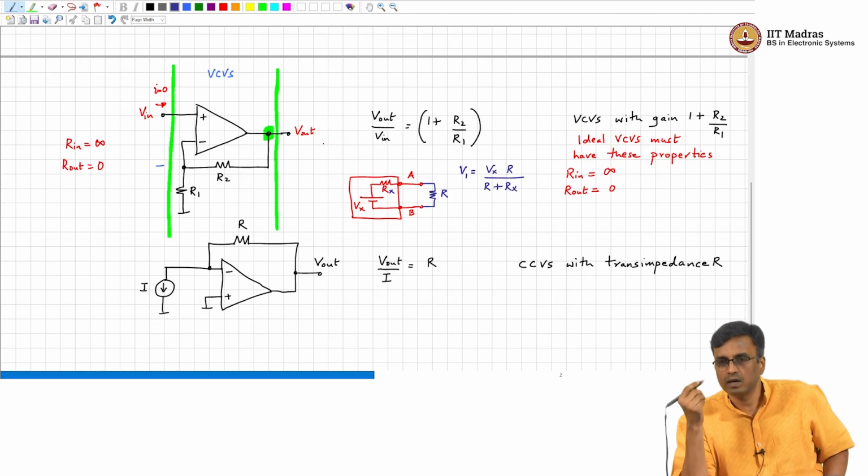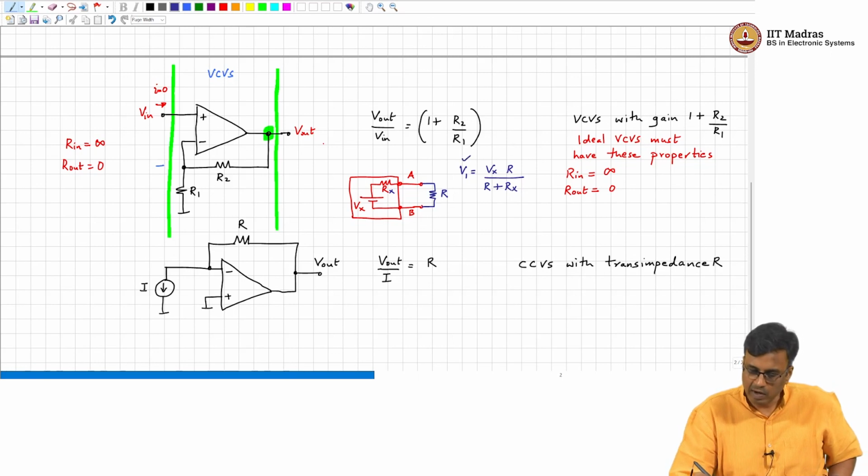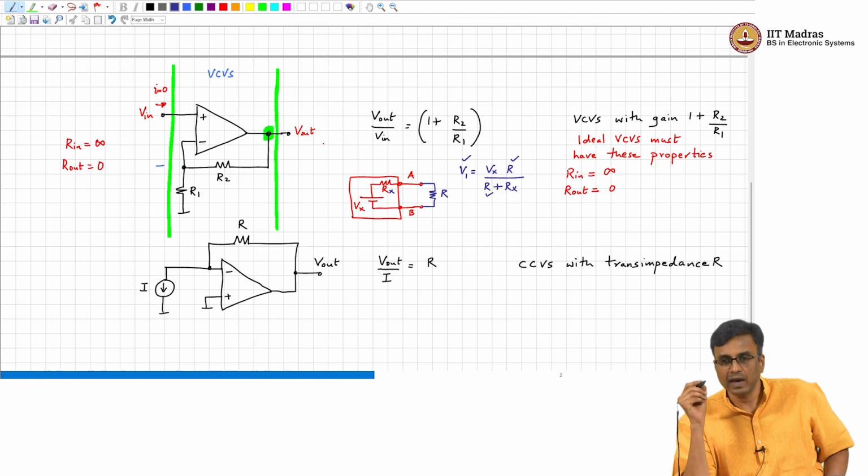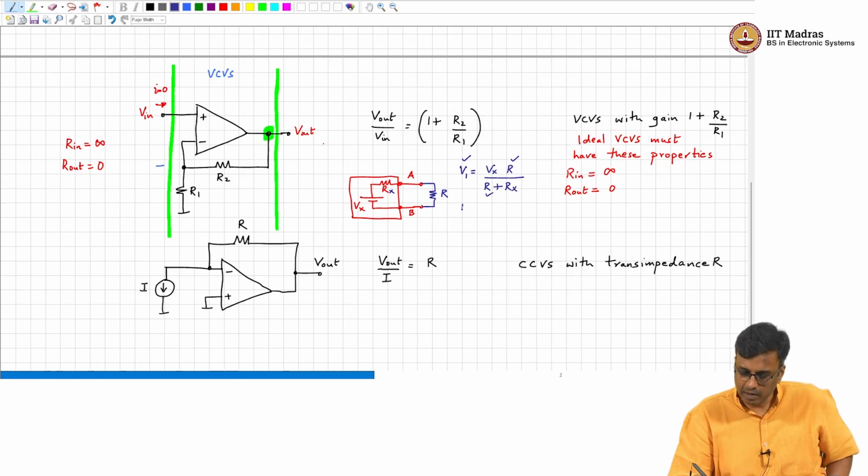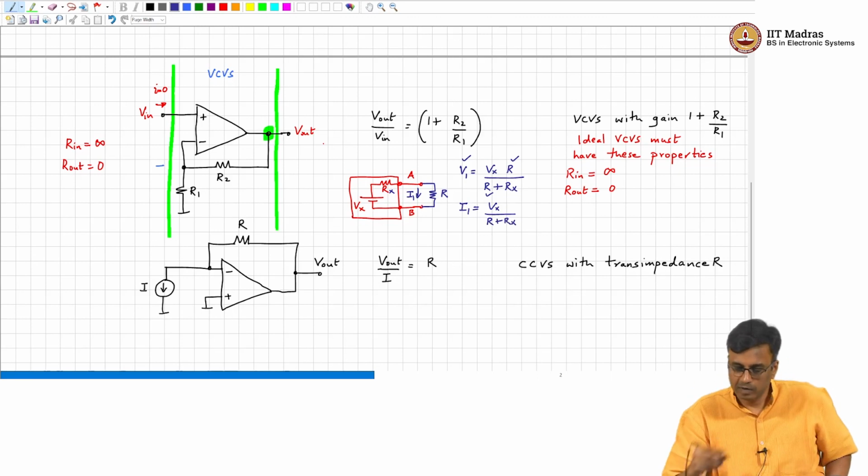So which is known and which is unknown? V1 is known, R is known. So, this is known, but we do not know Vx. So, how will we find Rx? The current through R will be Vx, okay. So, let us measure the current, fine. So, I1 is nothing but Vx divided by R plus Rx. How will this help me? So, this is known.